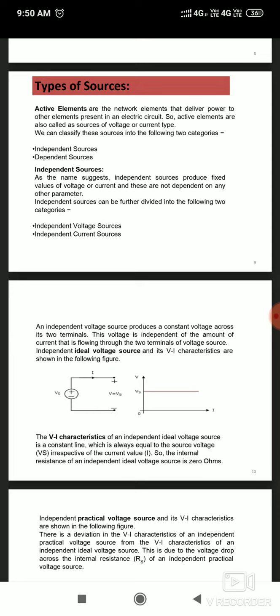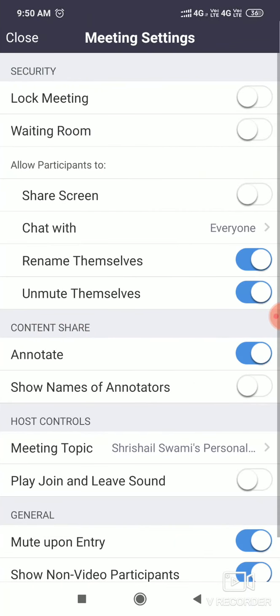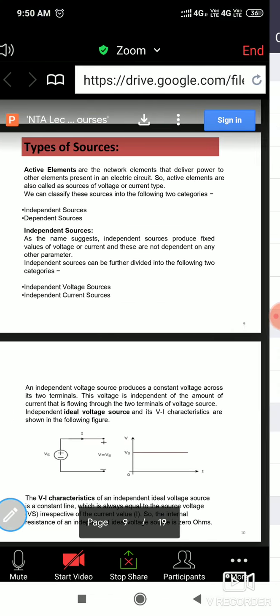So what are the parameters? Either current or voltage present in the given network across any element. We will see in detail one by one. So the first type is independent sources. I already told what we mean by an independent source. Independent sources produce fixed values of voltage or current, and these are not dependent on any other parameter.